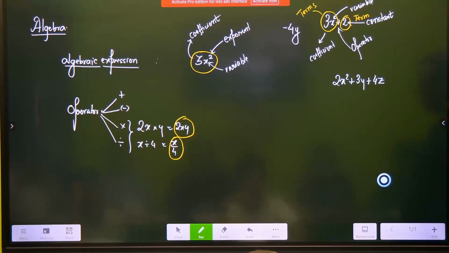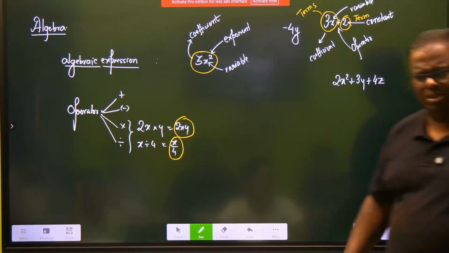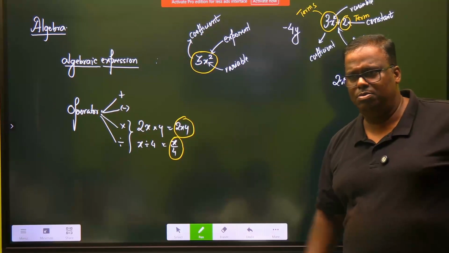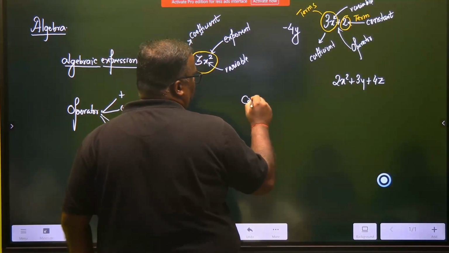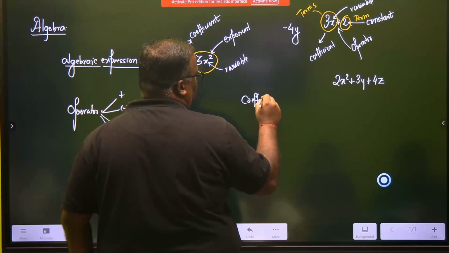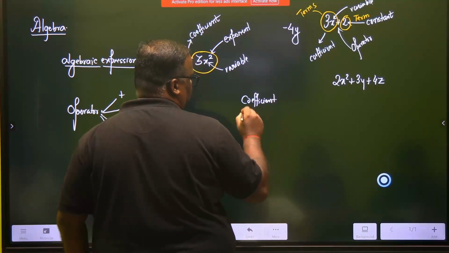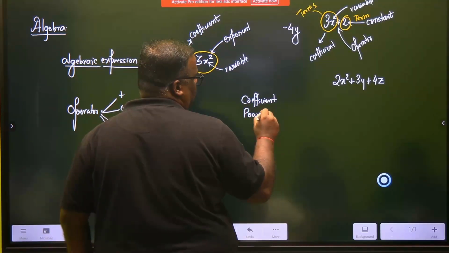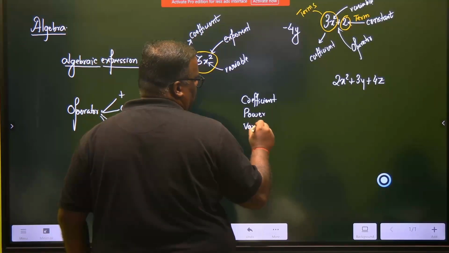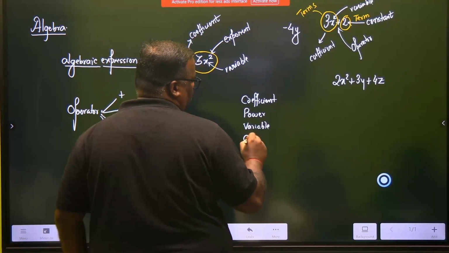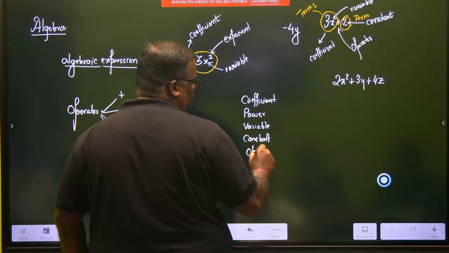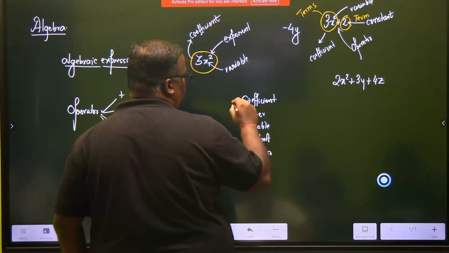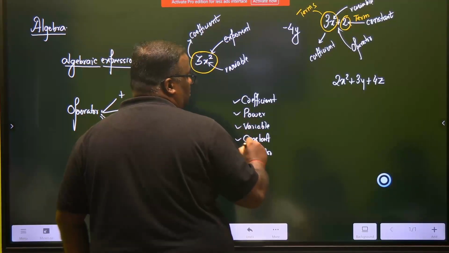Have you understood? Okay. Now can we go a little bit inside? At the completion of this discussion, you should be able to ask yourself, do you understand what is a coefficient? What is a power? What is a variable? Okay. What is a constant? And then what is an operator? Just check yourself once within yourself that you understand these as per what we discussed.